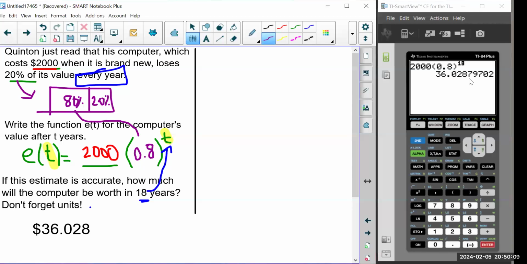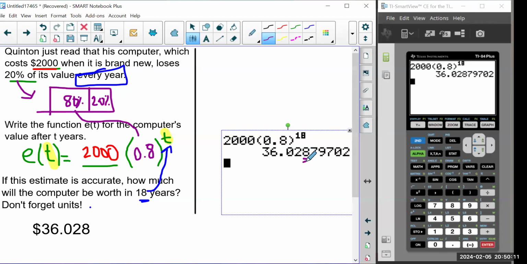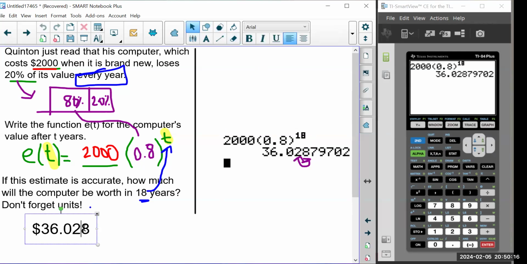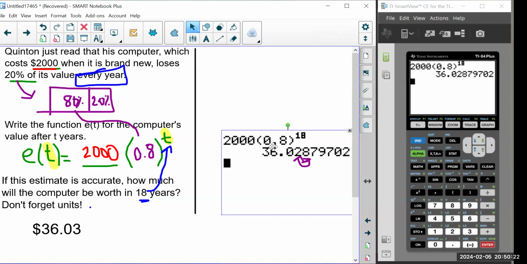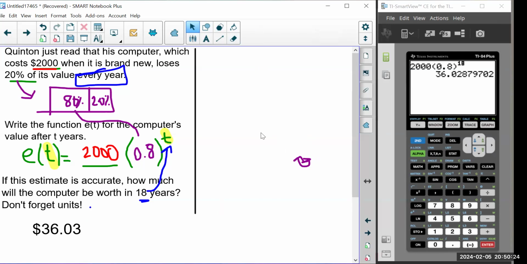All right, let me pull it over here. We're going to look at the 8 on the calculator, and that tells us to round the 2 up to a 3. Instead of writing out to the third decimal place, because we can't have fractions of pennies, his computer is going to be worth $36 in about 18 years, which sounds about right.